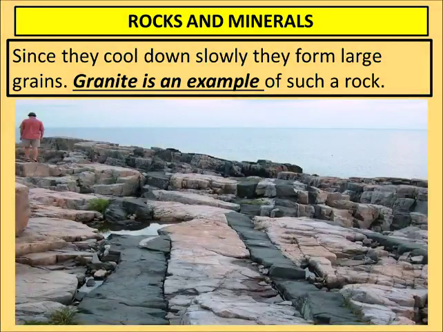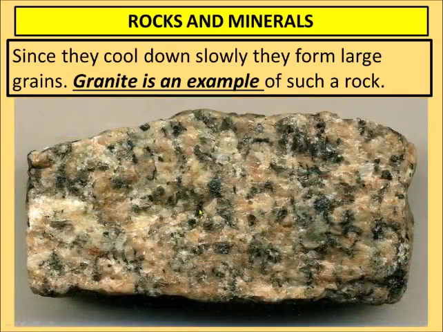Since they cool down slowly, they form large grains. Grains means the pieces. Grains means small dots and small stone particles in them. They have very large grains. So granite is an example of such a rock. This is granite. As you can see, there are large grains. They have a very large size of grain, and you can differentiate each and every grain in them.